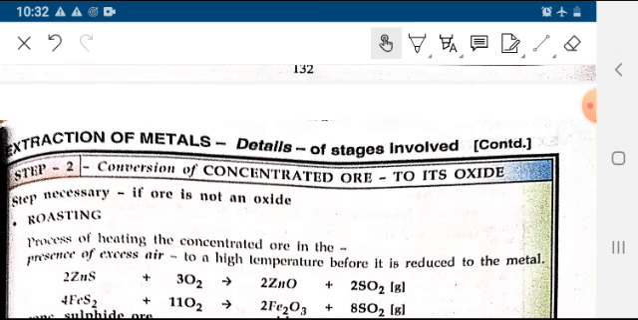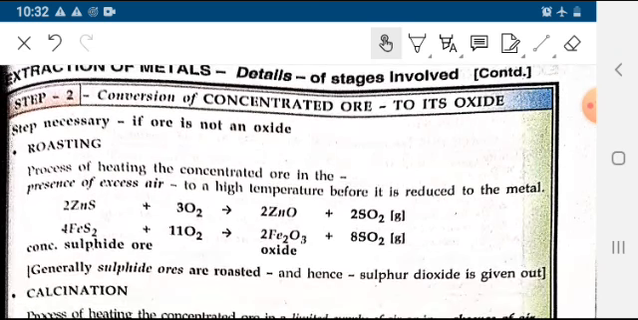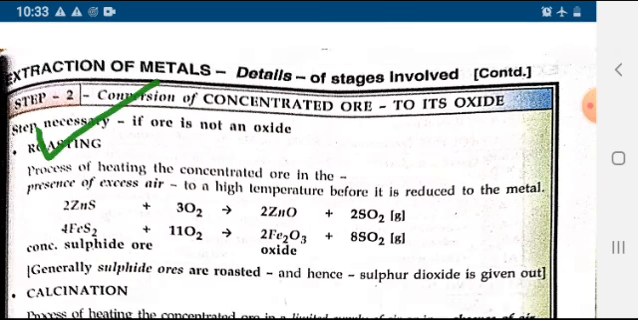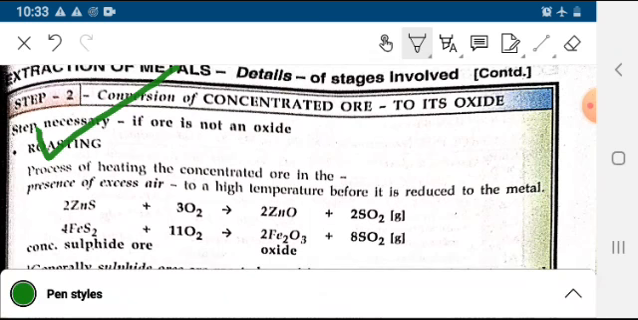After this comes extraction of metal, the detailed stages. First is the conversion of concentrated ore to oxide. How to convert a concentrated ore to oxide? The method is roasting. We have already discussed what roasting is. Heating the ore in excess of air is known as roasting. The reactions are given below.